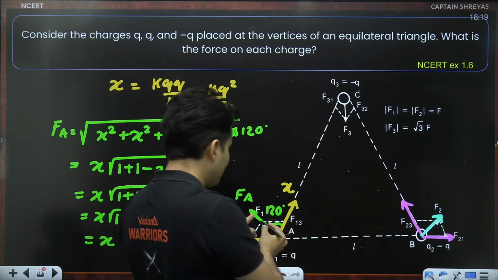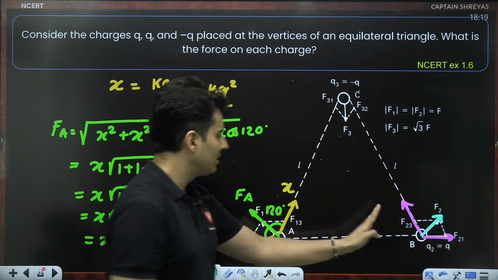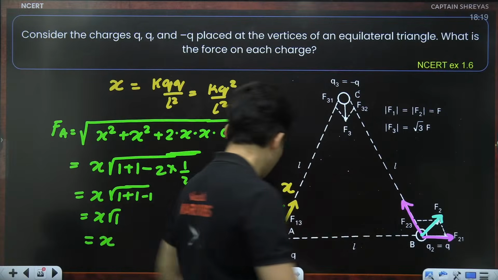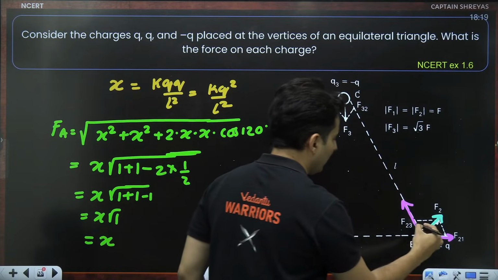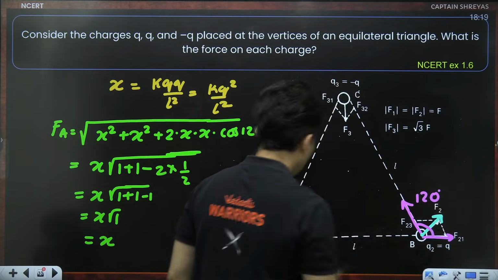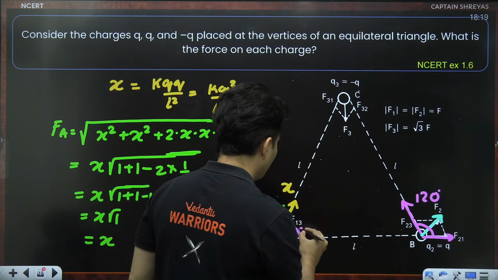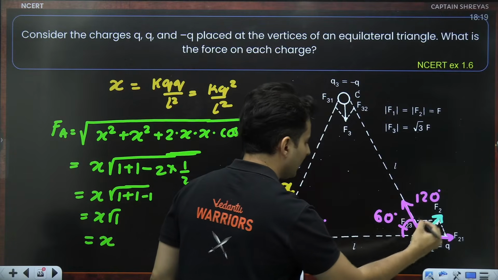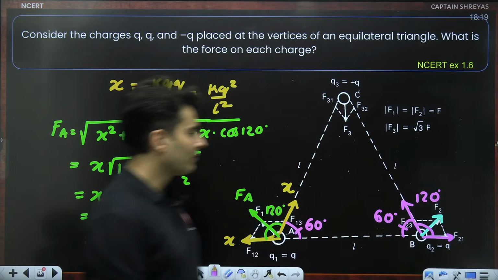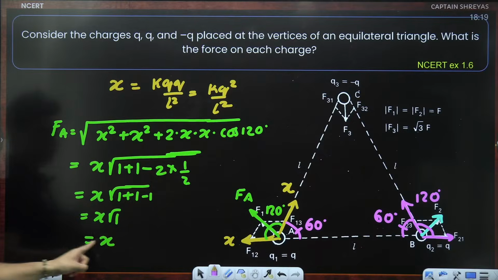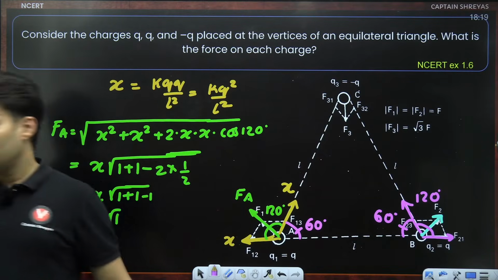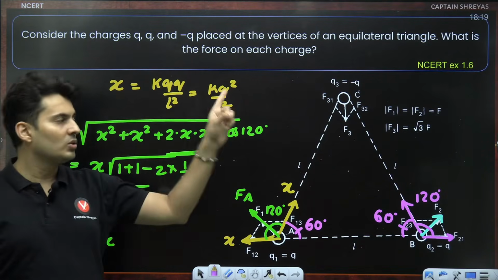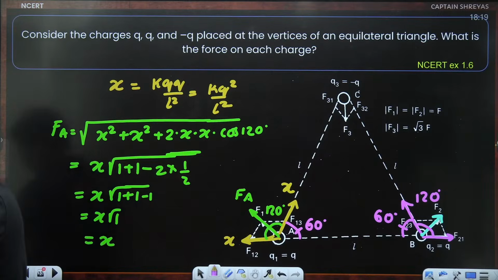Isn't this diagram the same as this diagram, just a mirror image? This is same as this, and obviously the angle between them is 120. Just like this internal angle was 60 over here, this internal angle is also 60, so this external angle is 120. So the same logic applies and you will still get the answer as x, which is kq square by L square. Got it? Trisha? Absolutely clear?